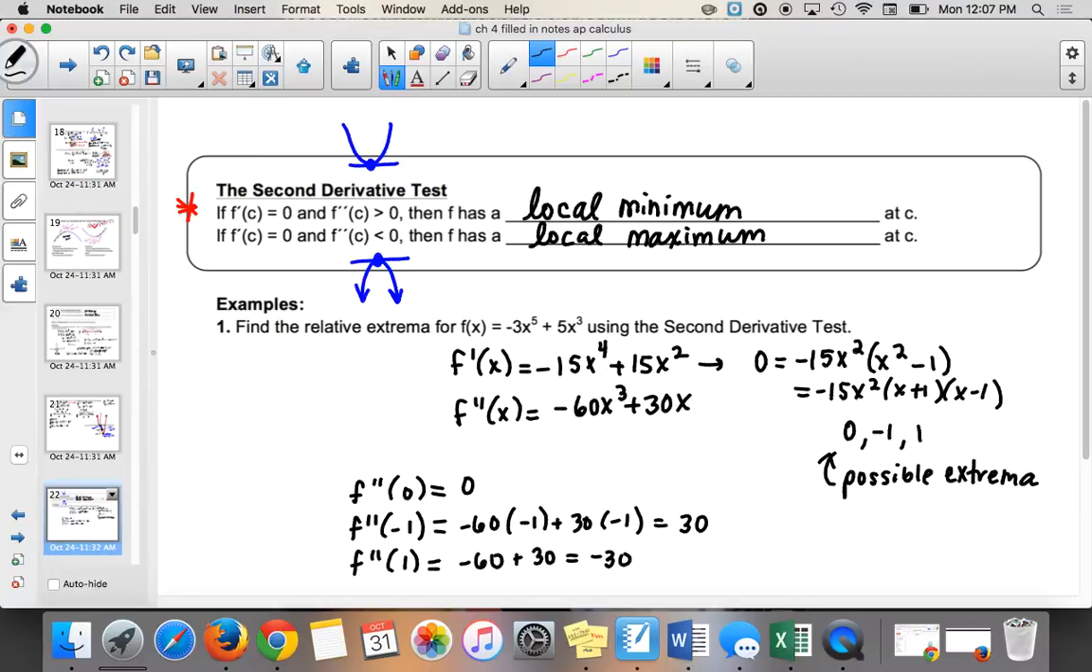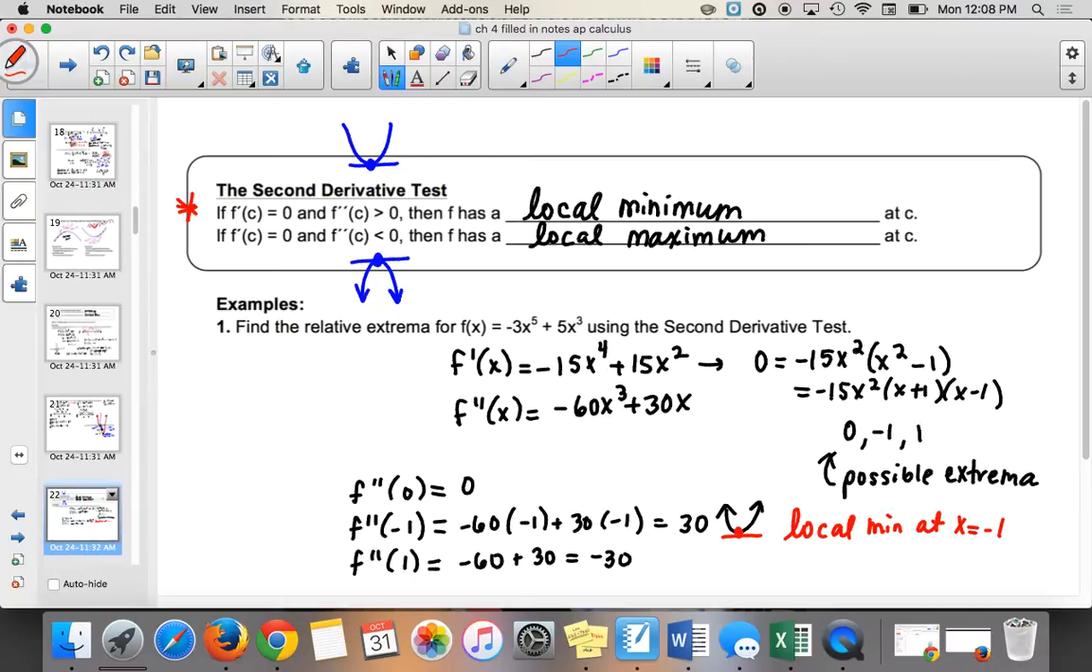So let's think about what this means. If f double prime of negative 1 was 30, that means that we were concave up there. But we tapered off to a slope of 0. So what has to happen? There's a local min, right? Local min at x equals negative 1. If I wanted to find where the y value was, I would go back to our original and find the y value by plugging in negative 1.